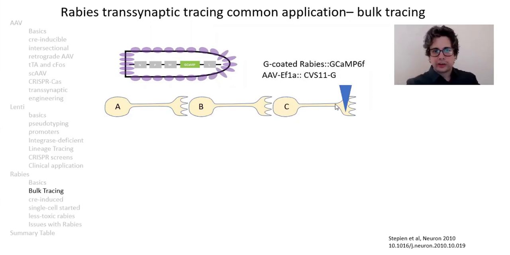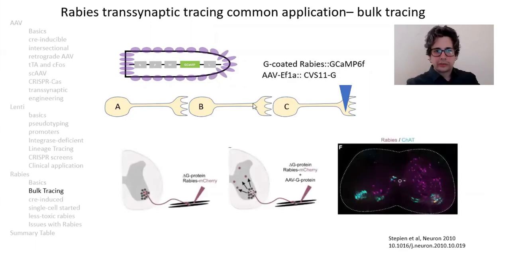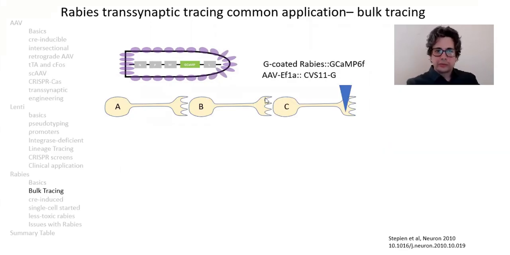You'll not just get infection of C, but you'll also get infection of B. It won't jump further to A because the B cell is not expressing this G protein. It'll only be expressing all these components in here.